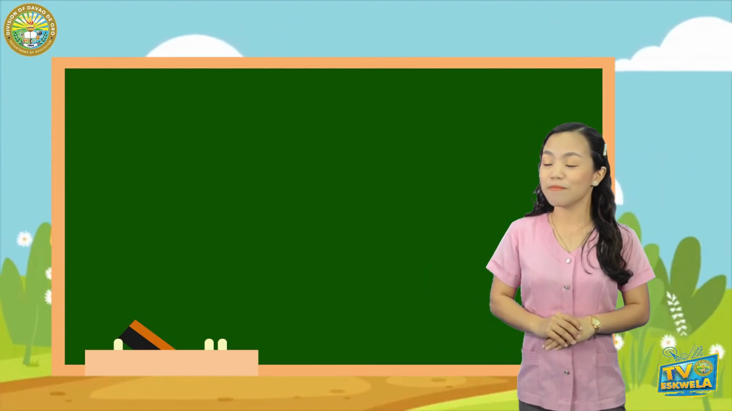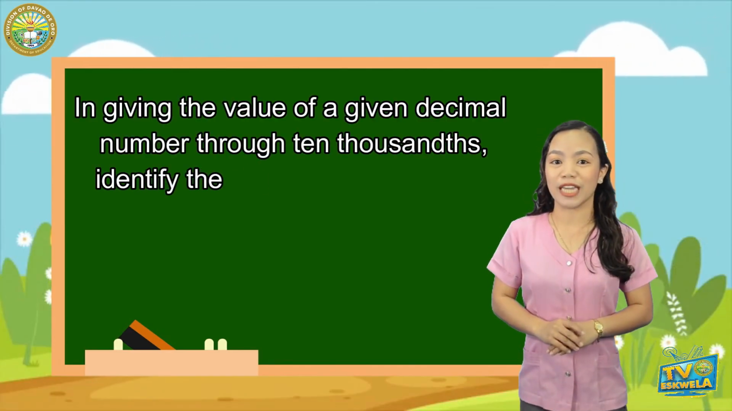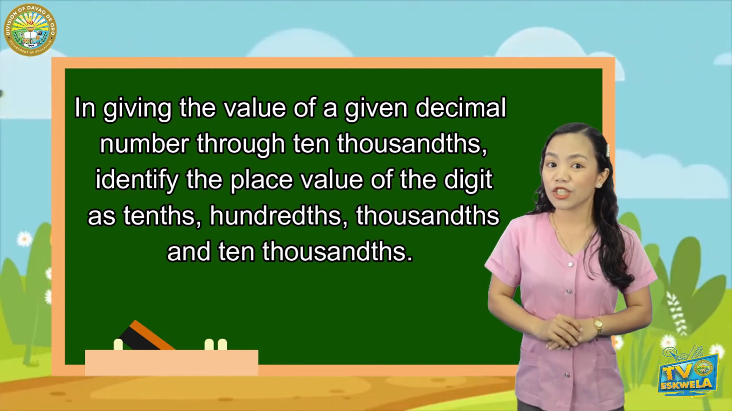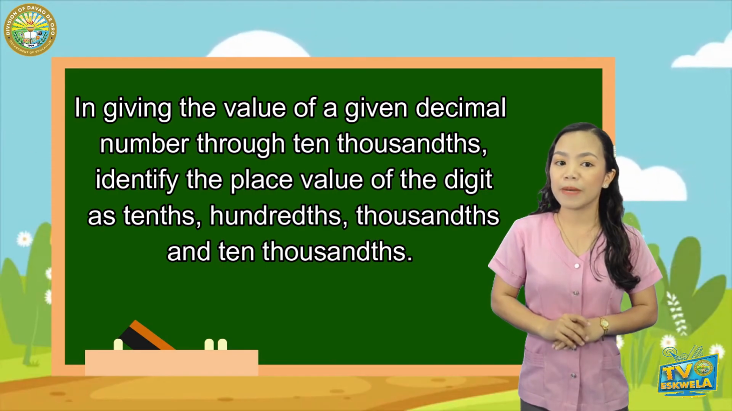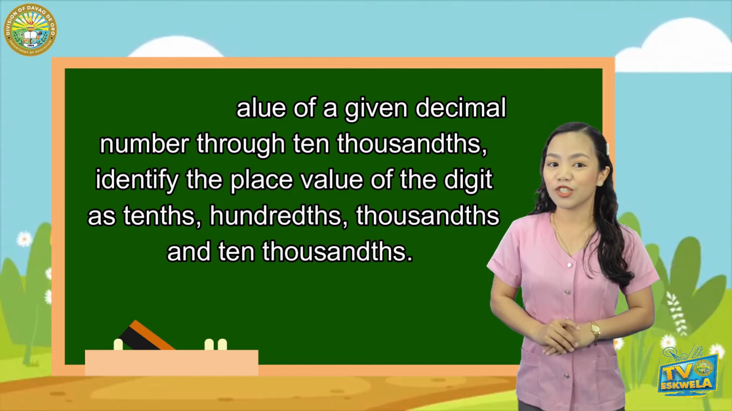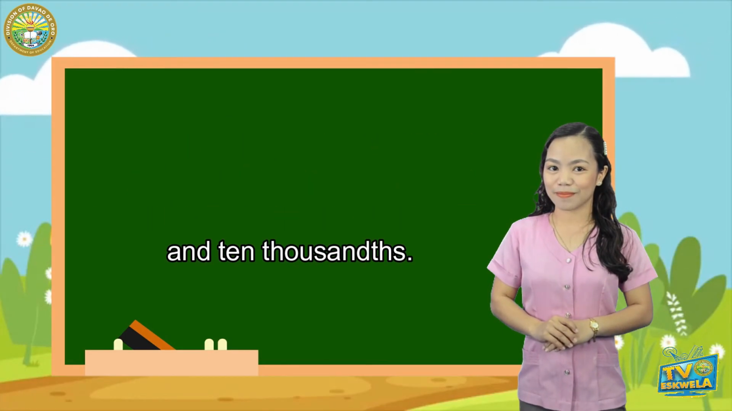Let us remember. In giving the value of a given decimal number through 10 thousandths, we shall identify first the place value of the digit as tenths, hundredths, thousandths, and 10 thousandths. It is important to identify first its place value so that giving its value shall be made quick and easy.